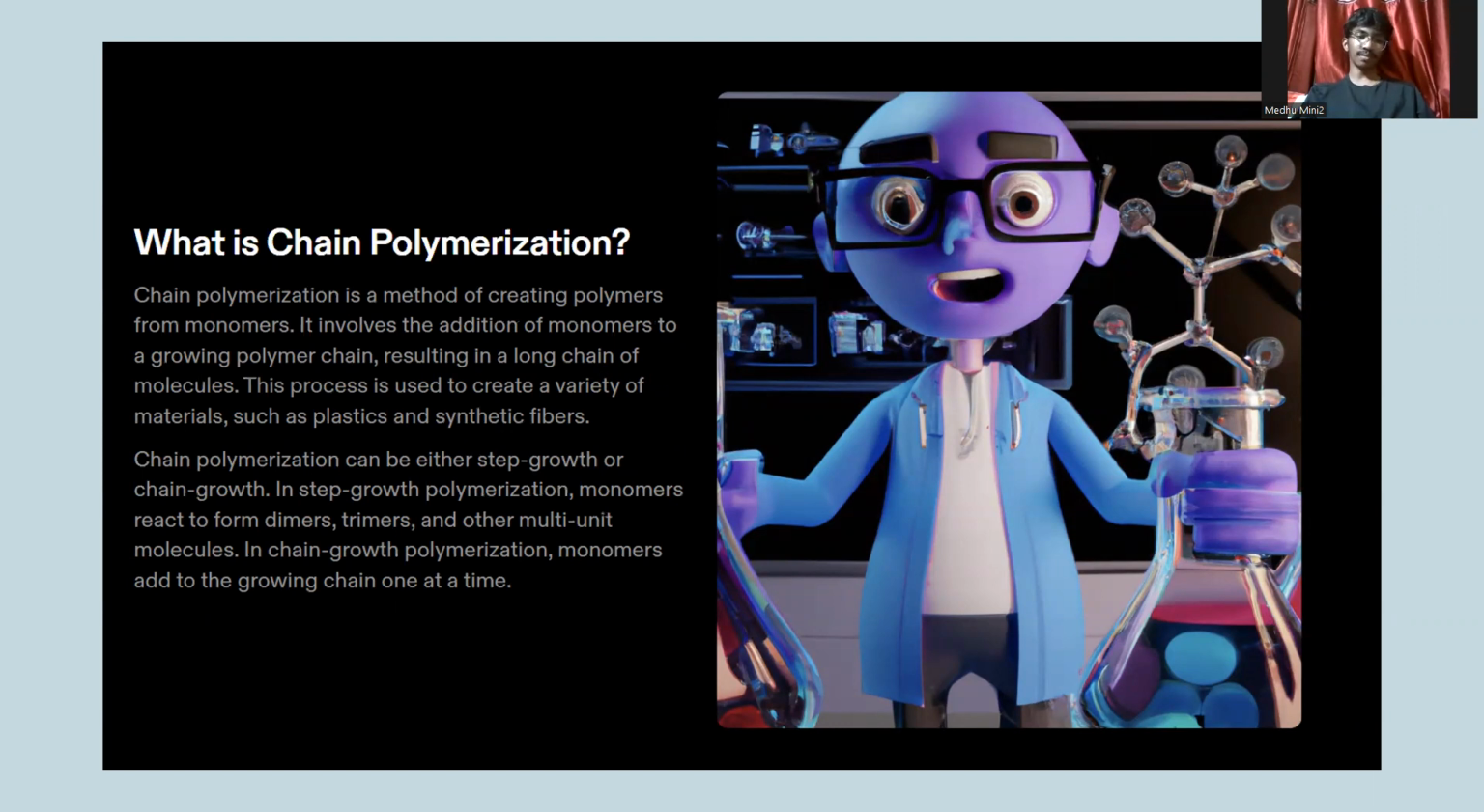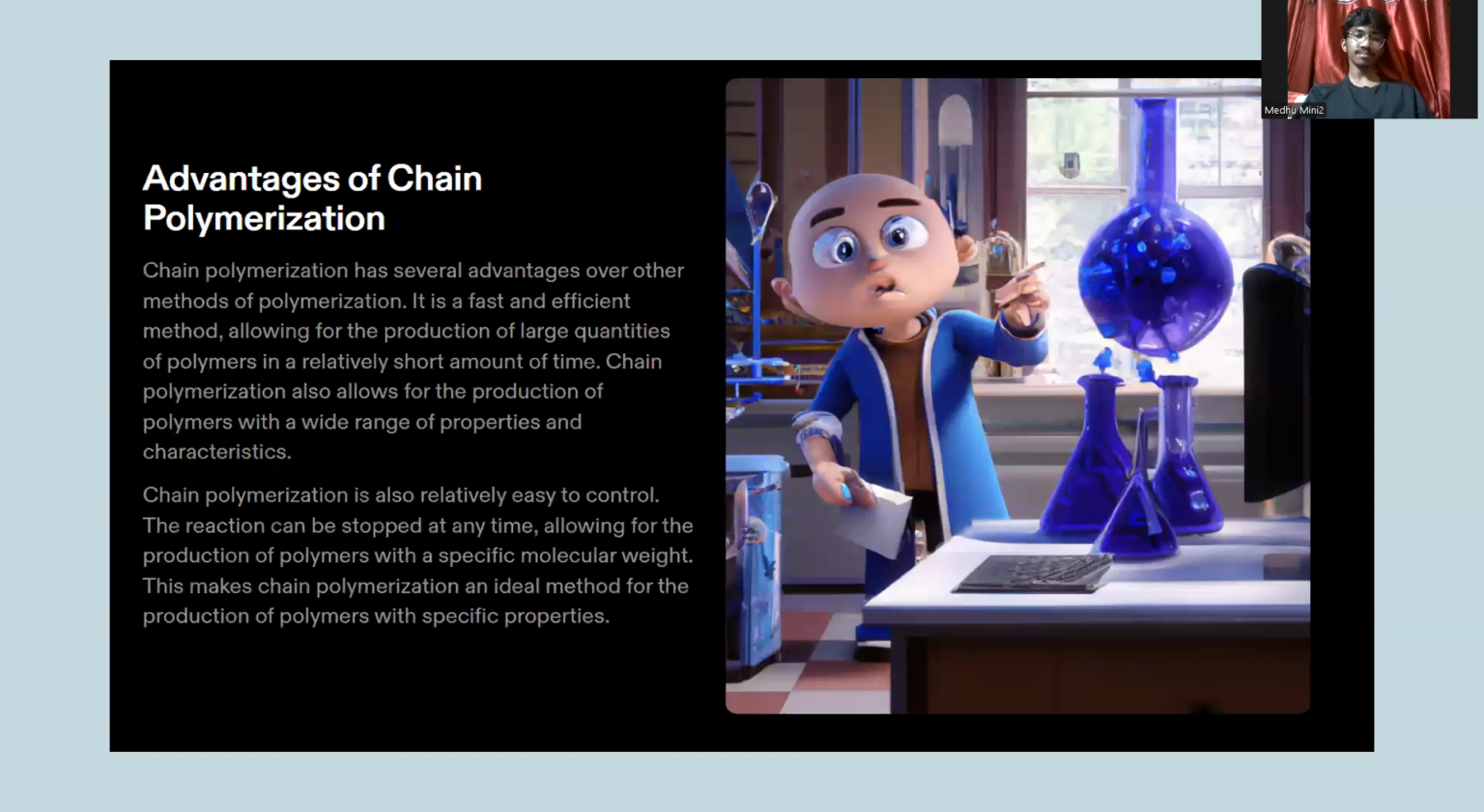Chain polymerization can be either step growth or chain growth. In step growth polymerization, monomers react to form dimers, trimers, and other multi-unit molecules. In chain growth polymerization, monomers add to the growing chain one at a time.